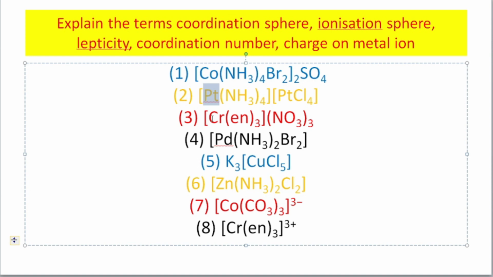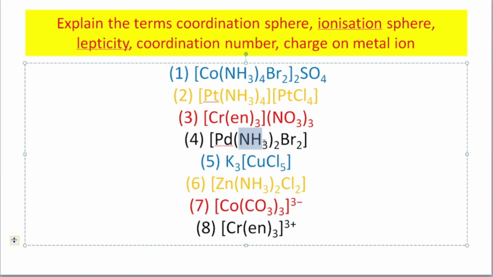Now see the third complex. Q plus charge on ethylene diamine is 0 into 3, 0. Charge on nitrate, NO3 minus, so minus 1 into 3. Q plus 0 plus minus 3 is equal to 0. So Q is equal to plus 3. Charge on chromium is plus 3.